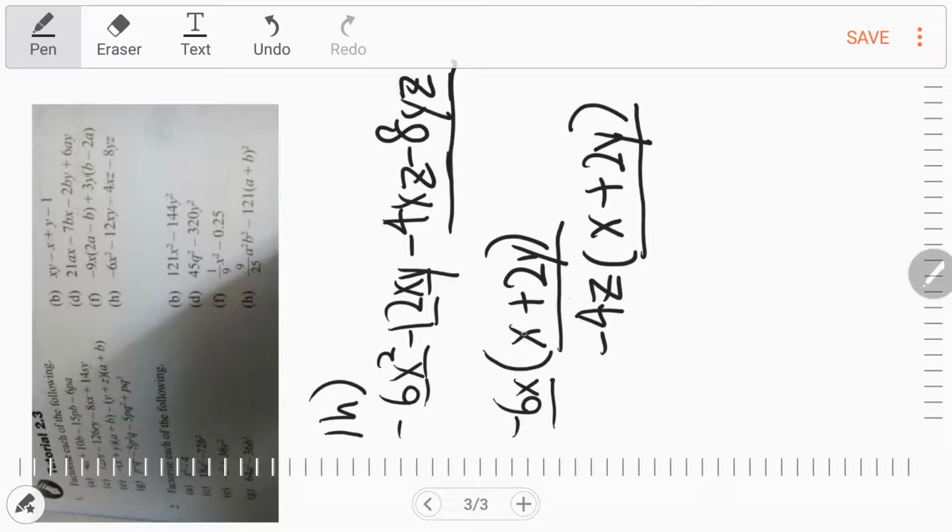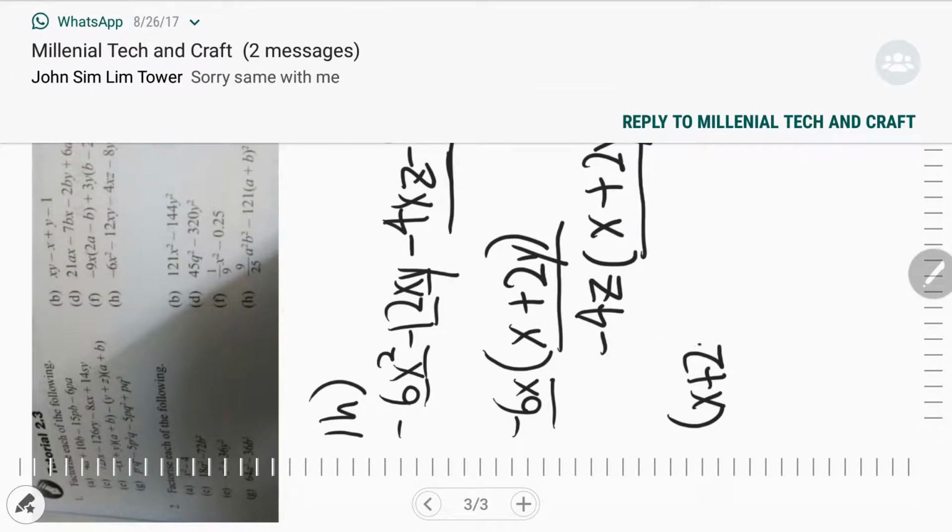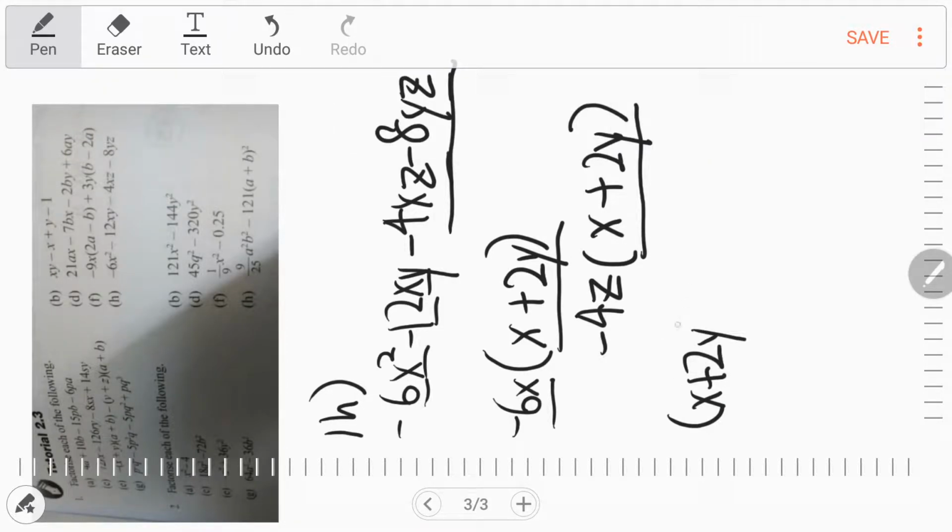So then I will just factorize out the x plus 2y, and I'm left with minus 6x minus 4z. If I multiply this entire term back in, you will realize that x plus 2y will be multiplied by minus 6x to give me this term, and x plus 2y will be multiplied by minus 4z, and it will give me this term.